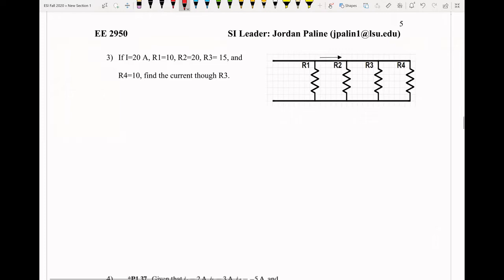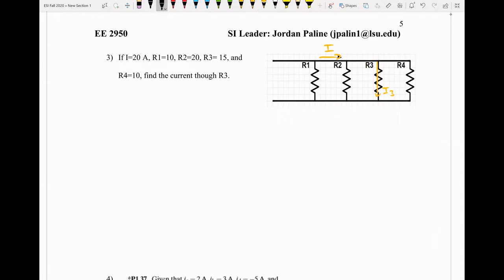All right, let's take a look at the next problem we have. This is very similar to the previous problem. It's asking us to find the current through R3 now. So same currents, this is I3, and then we have the same values as last time. However, I is in a different location.